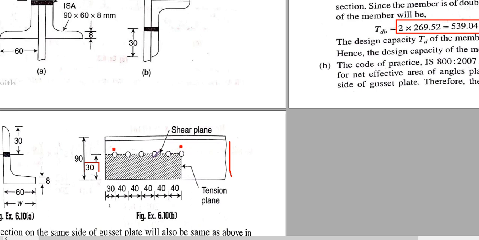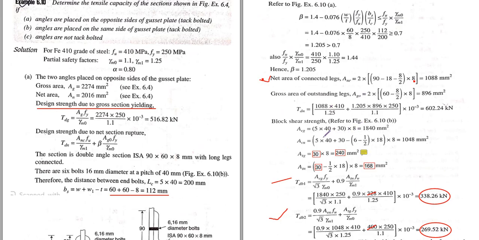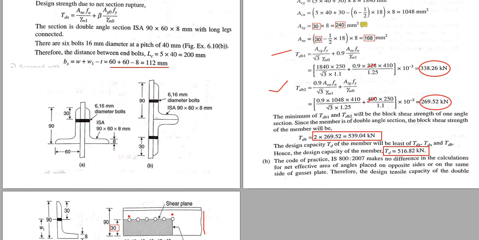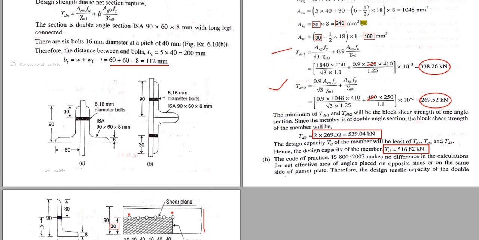Here in this figure, 5 into 40. 1 2 3 4 5 from the center of this bolt to this point. So 5 into 40 plus 30 minus 5.5, that means 5.5 into the hole diameter, within bracket, then it is multiplied by the thickness.